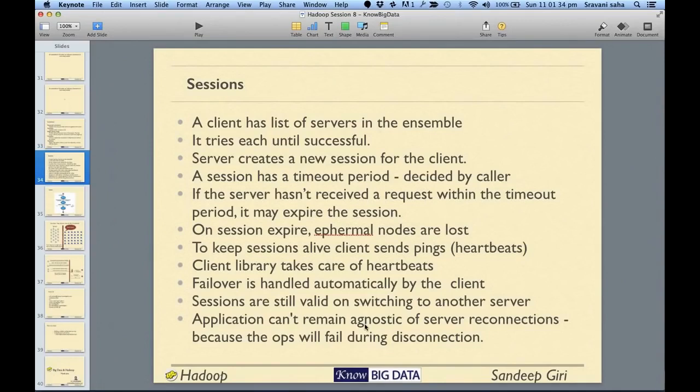Sessions are still valid if you are switching to another machine. So you created a session. This client is continuously sending pings to the server that I'm alive, I'm alive. In the meantime, the server shuts down, and there is another machine the client will automatically connect to. That does not mean the session will expire. Why? Because the client is alive and the session information is propagated to other machines also. So all other machines in the ZooKeeper ensemble know this client.